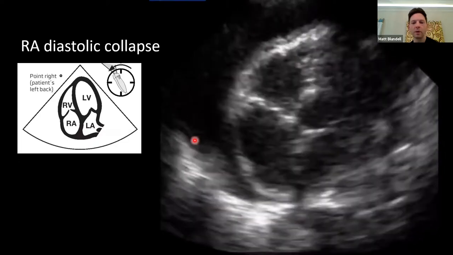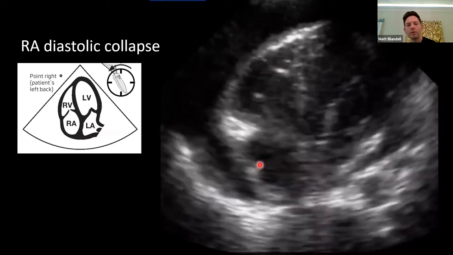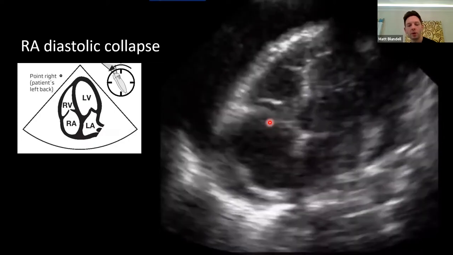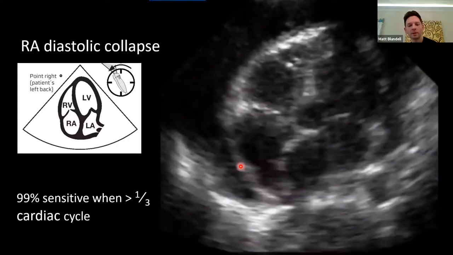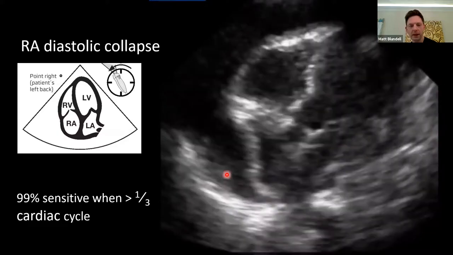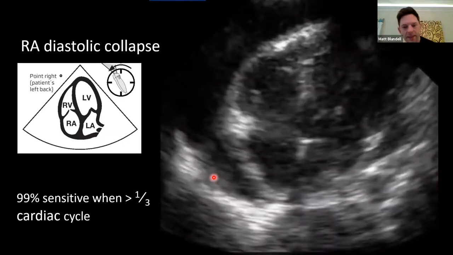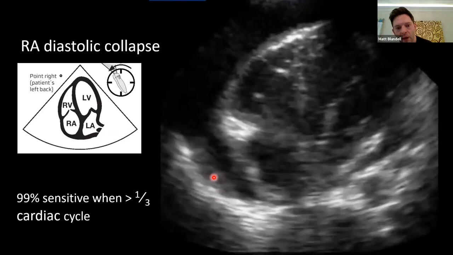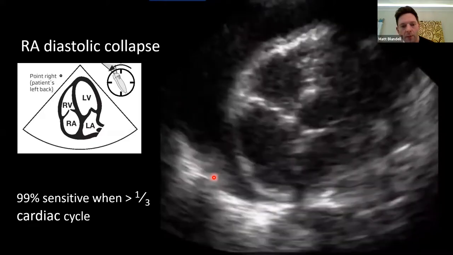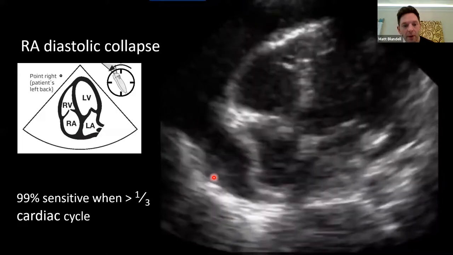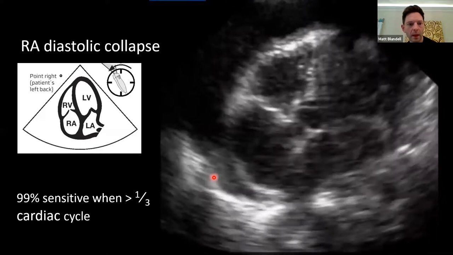And you're looking for this inbowing, collapsing of the right atrium when the valve is closed. And looking actually for timing it, through how much of the cycle it's collapsed in. When it's more than a third of the cycle, it's about 99% sensitive, which is pretty sensitive. So if you're not seeing any collapse of the right atrium, you can pretty much rule out tamponade. But it's the length of the collapse as well, which is important.